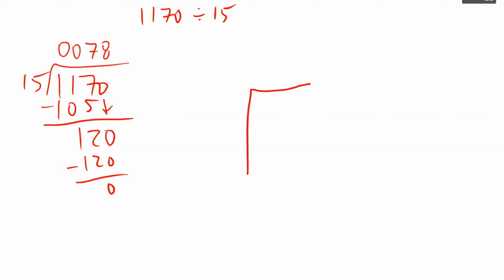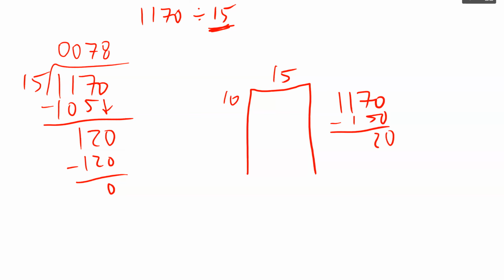So I know that I have a rectangle. Again, I'm leaving one side open. I know that one side length is 15. I know that the whole thing is 1,170, and I'm trying to find the other side length. So here, if I did times 10, that would be 150, so that would work. That fits in there, so let me subtract that out. So I know I have a chunk of 150.